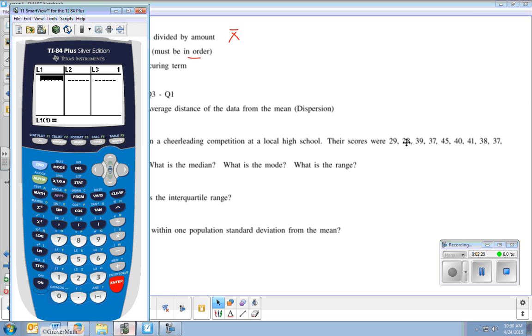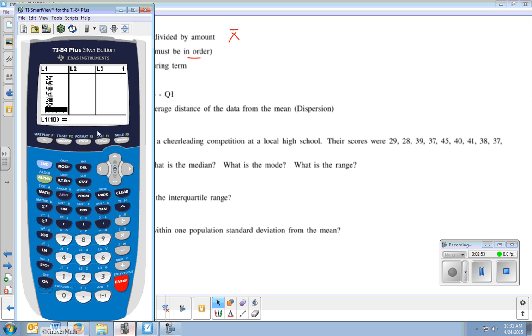So what we want to do is just list these numbers in our L1 column. So one at a time, hit enter after each one of them. So 29, 28, 39, 37, 45, 40, 41, 38, 37, and 48.